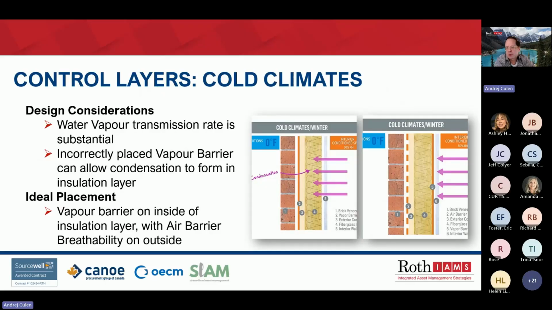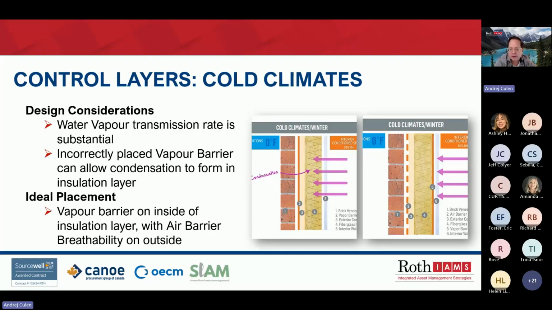So let's look at cold climate control layers, such as an example in northern Canada. The difference in water transmission rate brought about by use of barrier material for vapor diffusion is substantial. Condensation forms within insulation layers when hot, humid air contacts a cool, dry surface. In the diagram on the left, the warm air in the building could create condensation within the fiberglass insulation, depending on the R value and dew point.